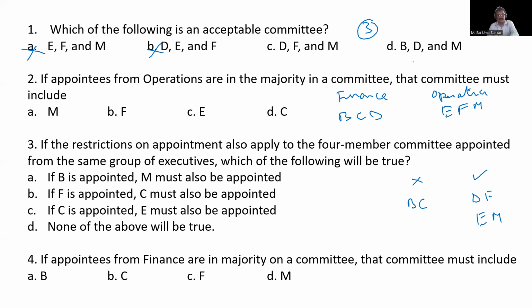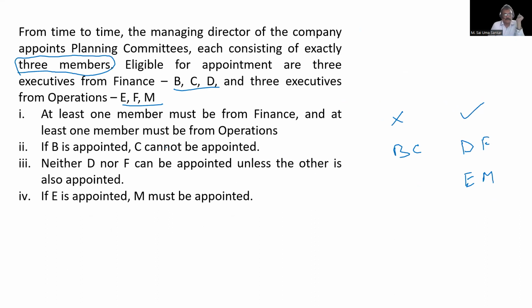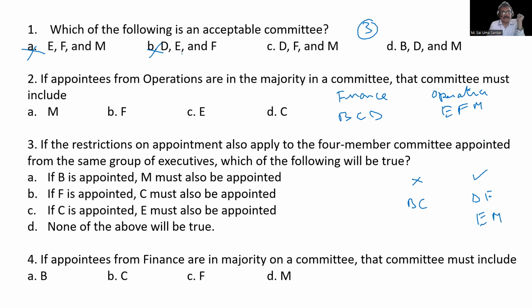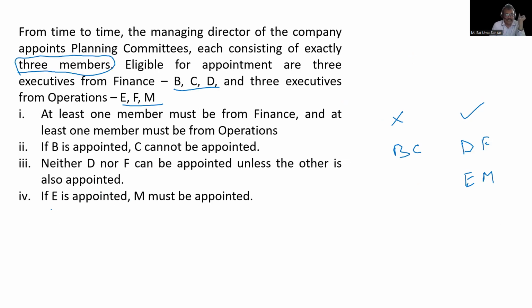See, all of you listen. What is the previous case? Neither D nor F can be appointed unless the other is also appointed. D appointed, F compulsorily appointed. If E is appointed, M must be appointed, right? Now, E appointed, M must be appointed. But if M appointed, E appointed, is it valid? No. Here look very carefully. If E appointed, M must be appointed. If E not appointed, then what about M? May be appointed, may not be appointed.